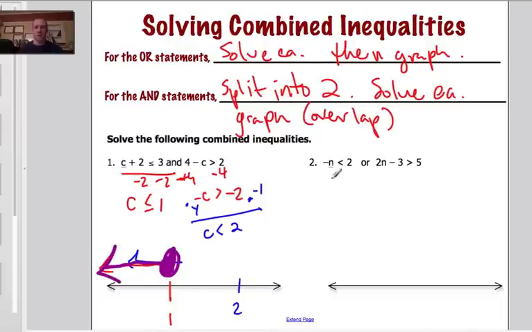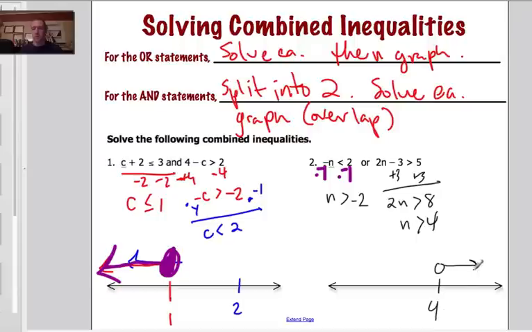Alright, so let's solve another one here. Negative n is less than 2, so we multiply both by a negative 1. And that gives us n is greater than negative 2. And then or, add 3. 2n is greater than 8, so n is greater than 4. So n is greater than 4 would be this. n is greater than negative 2 would be this one. Since it doesn't matter, they don't have to overlap, it's where one or the other or both are true. Well, one or the other or both are true from here on. So that's your final graph.